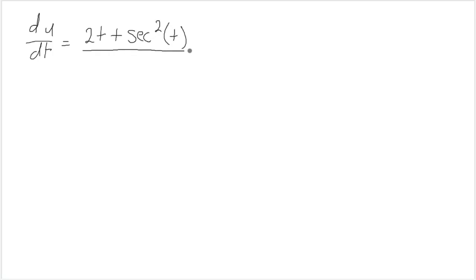Hello, today we're going to be solving the differential equation du over dt is equal to (2t plus secant squared of t) all over 2u. And in this example, I'm given some condition where I know that u of 0 is equal to -5.